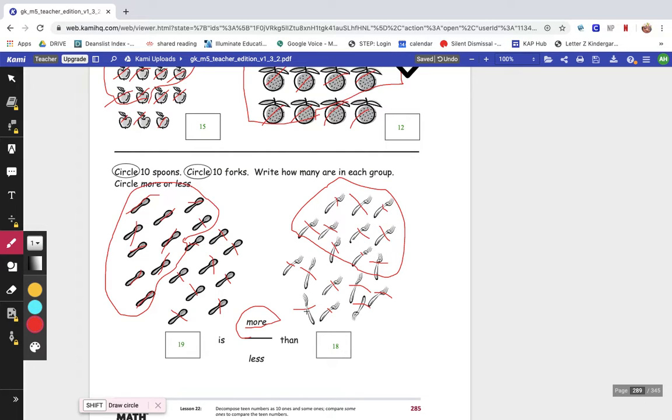All right, great job today, guys. Our job today was to identify groups of 10 within 10 numbers, and then to identify which group of objects had more, which group had less.